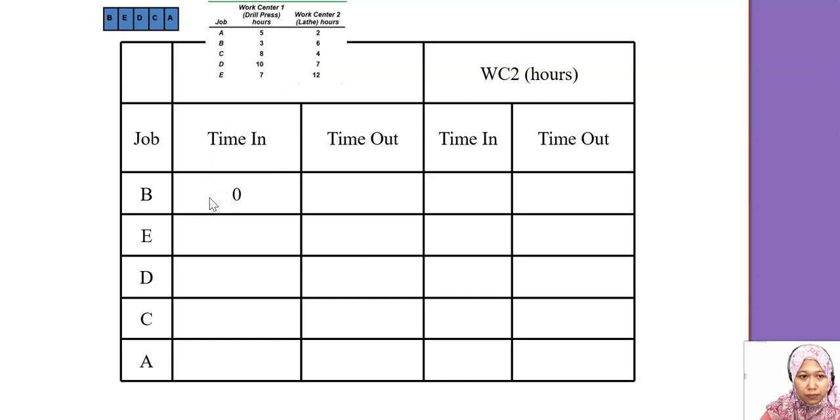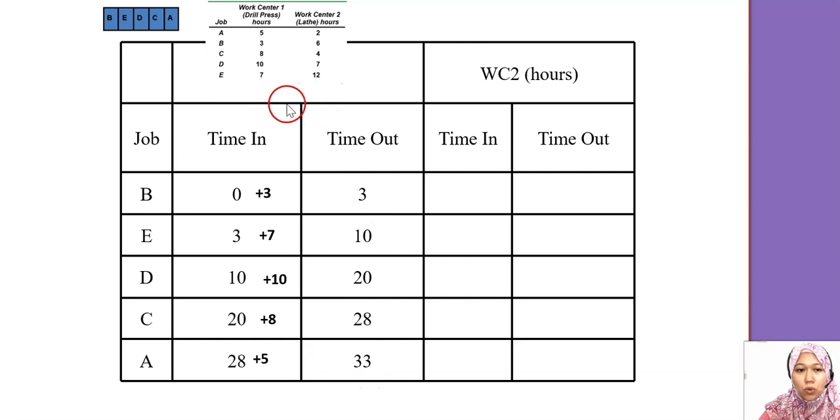We start with 0, and we read machine 1 first because we're doing machine 1. B on machine 1 is 3, so 0 plus 3 is 3. We bring 3 here. E on machine 1 is 7, 3 plus 7 is 10, and we bring 10 here. D on machine 1 is 10, 10 plus 10 is 20, bring down 20. C on machine 1 is 8, 20 plus 8 is 28, bring down 28. A is 5, so 28 plus 5 is 33. So we complete machine 1.